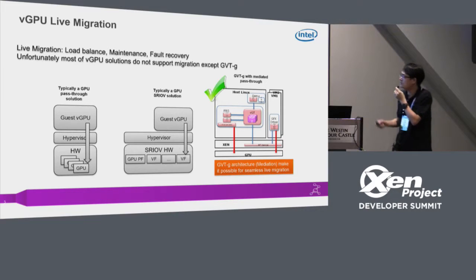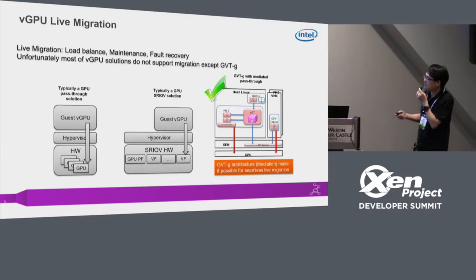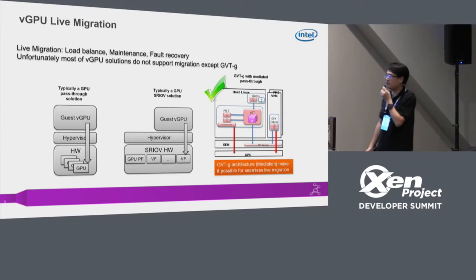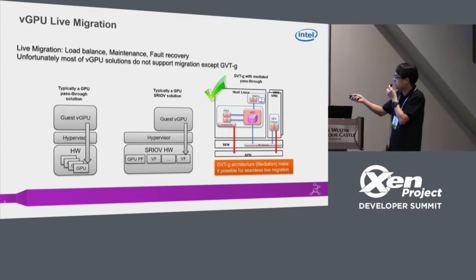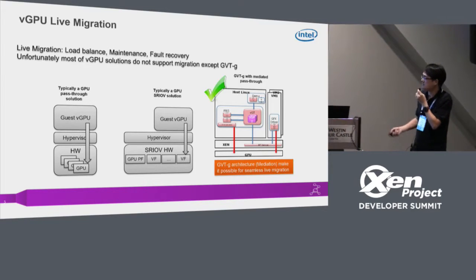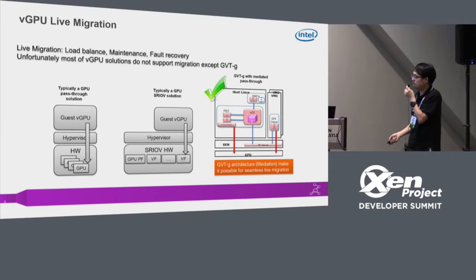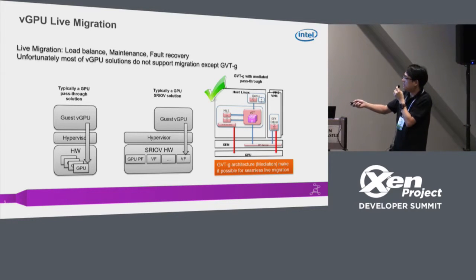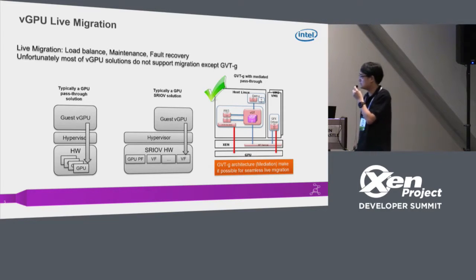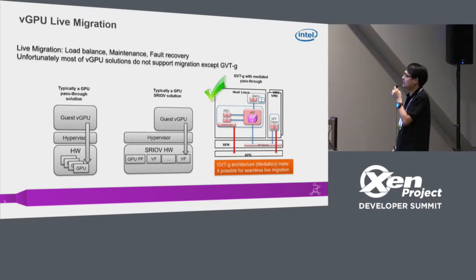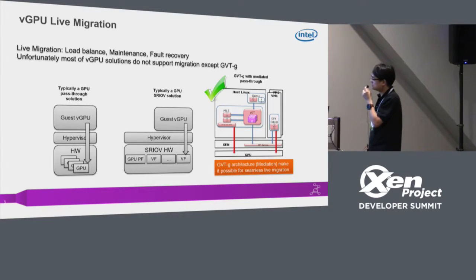Now going to the GVT-g solution, because this is a mediated pass-through solution, most of the resources we trap and emulate in our device model here. The migration is more about migrating this virtual vGPU instance to a target site. We also need to take care of the pass-through part, mostly the graphics memory access, so we need to take care of graphics memory migration. So here are the three typical GPU virtualization solutions.